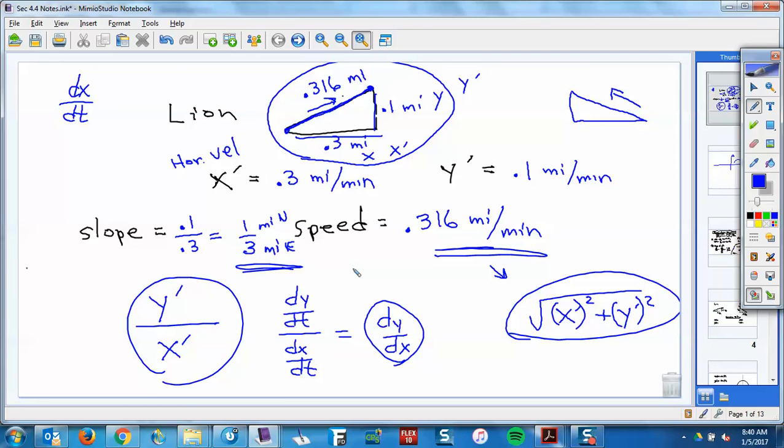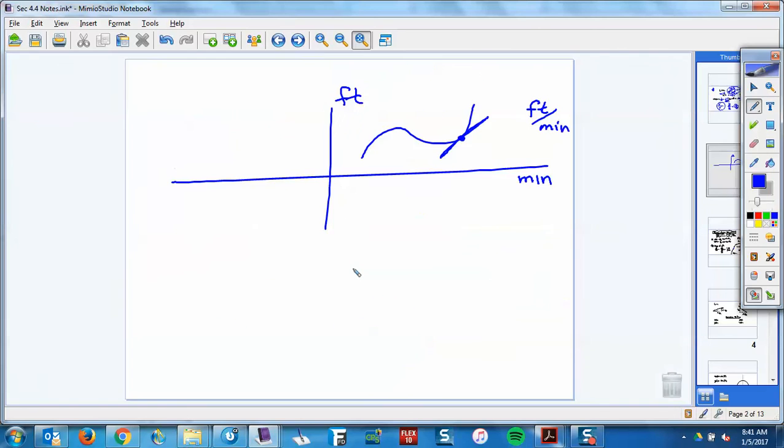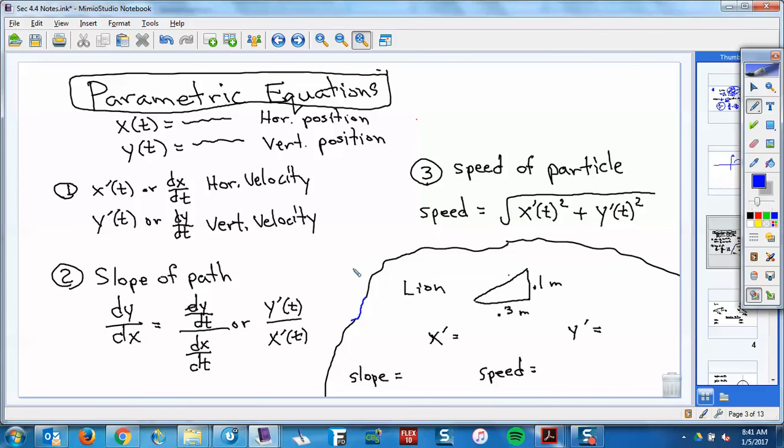Okay? So it's just like if we all ran a race, we could all run on the same path, but we could all be running at different speeds, right? That's what we're talking about. So the 1/3 is the path that the line's on, and this is the speed that he's on. Okay? All right. So, parametric equations.